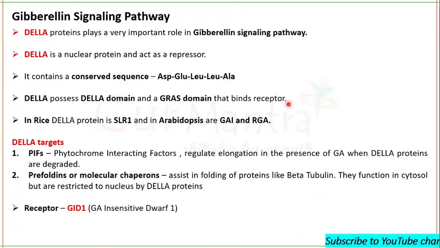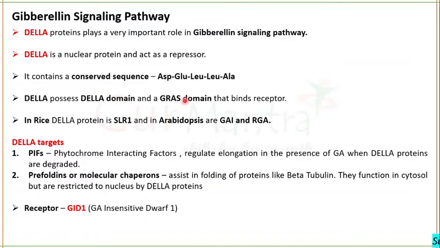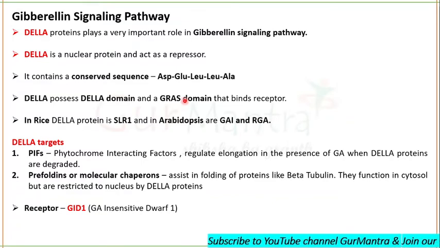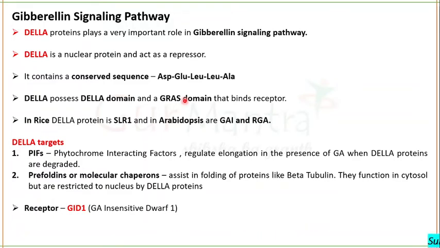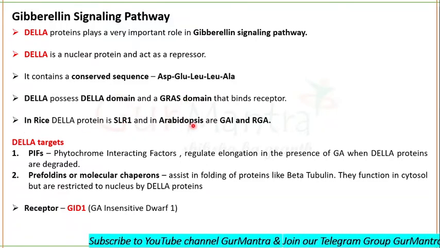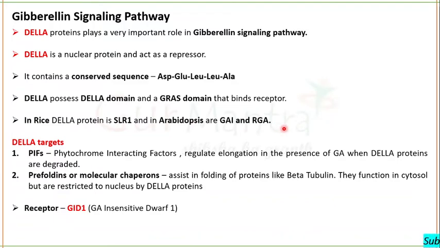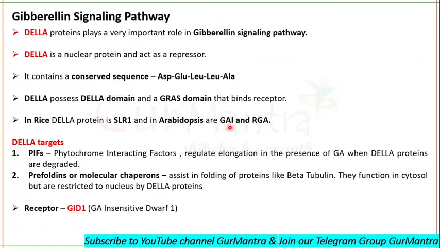In rice, the DELLA protein is named SLR1. Sometimes they can ask you, SLR1 is a DELLA protein. Most of the time the question is asked by the name of the DELLA protein itself. But if they ask you about SLR1, or what are GAI and RGA, these are the names of DELLA proteins. SLR1 is a DELLA protein in rice, and GAI and RGA are the DELLA proteins in Arabidopsis. Clear?